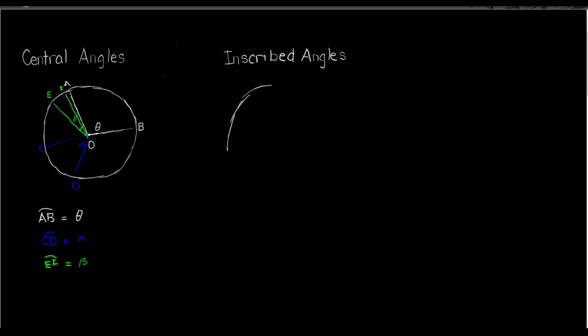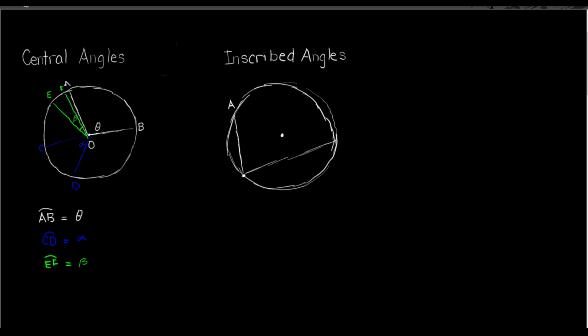So let's draw another circle here. Compared to central angles, the vertex of an inscribed angle is no longer located at the center. Instead, the vertex is located somewhere along the circumference of the circle. It's located anywhere on the circumference of the circle. So for example, let's make our vertex here. The arms, or the sides of this angle, are now chords that extend from this point to any other point on the circumference of the circle. So this would be an inscribed angle.